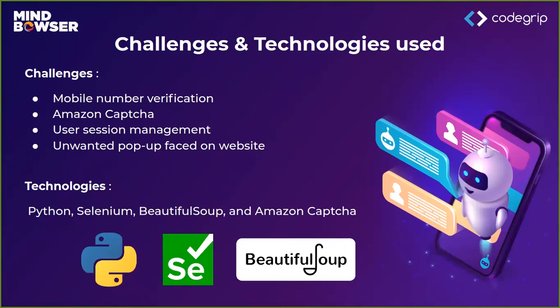So this is about the mobile number verification, and the next is the Amazon captcha. Amazon pushes us to an Amazon captcha page. You are all aware of the captcha, right? Lots of sites follow the captcha for robot authentication. We successfully bypassed this verification also. In Python there is one library available called Amazon Captcha. Using that library, we can bypass this verification.